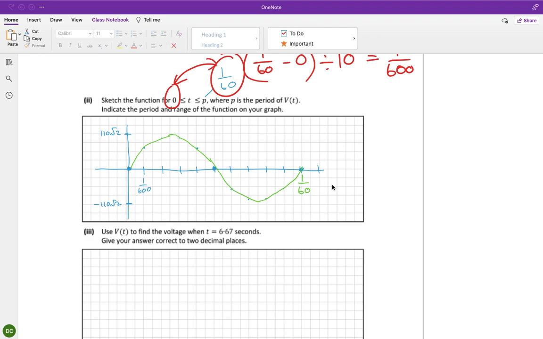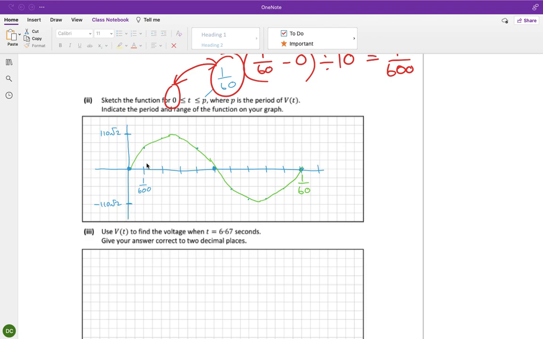Sorry, I'm checking this with the solutions, which I found. Yeah, so actually I'm way more detailed than they wanted. It's a sine graph basically between 0 and 1 over 60, and then going down to minus 110 root 2 and up to 110 root 2.